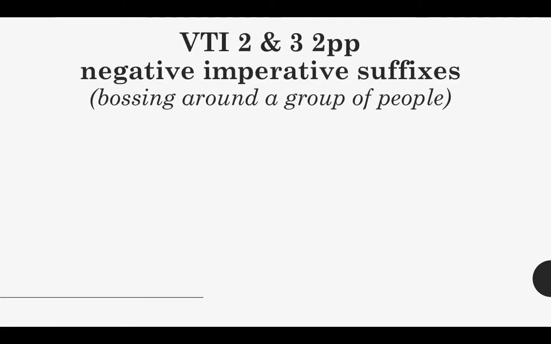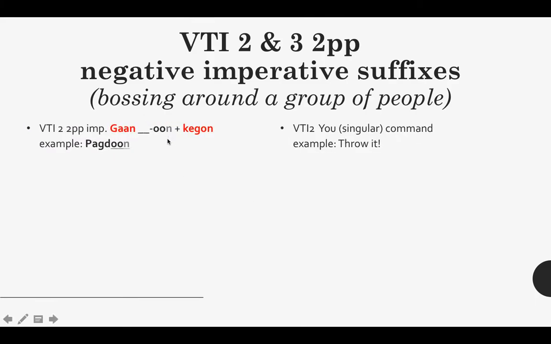VTI 2s and 3s, second person plural, negative imperative suffixes. So we're still bossing a group of people around. In this one, we're getting rid of our N sound. So we're using our verb pugdon, and we'll get rid of that N sound for kegun. So, don't you all throw the ball? How would we say that?